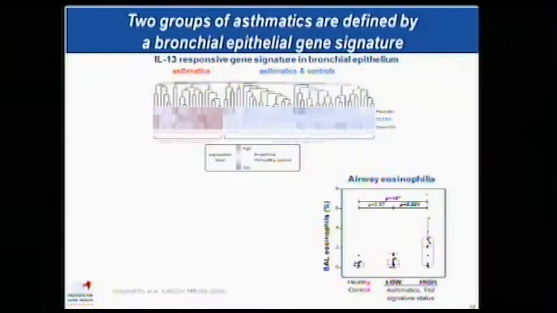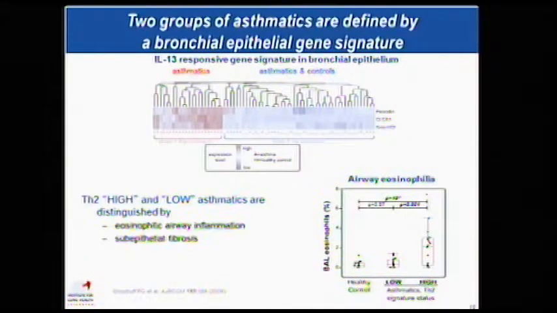Again, they showed that the presence of this gene signature correlates with eosinophils. So these are BAL eosinophils, in those patients who are Th2 high. They had significantly increased numbers of eosinophils in the BAL, although again, not everybody. And in parallel with this, these eosinophilic patients were the patients who had subbasement membrane thickening.